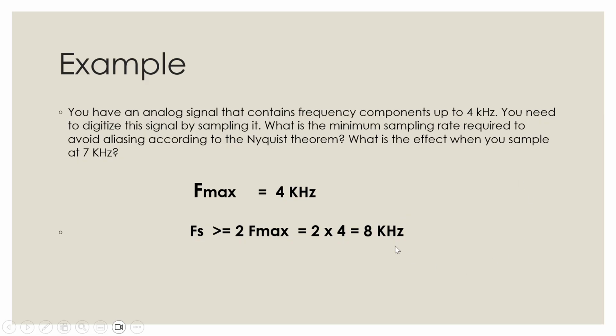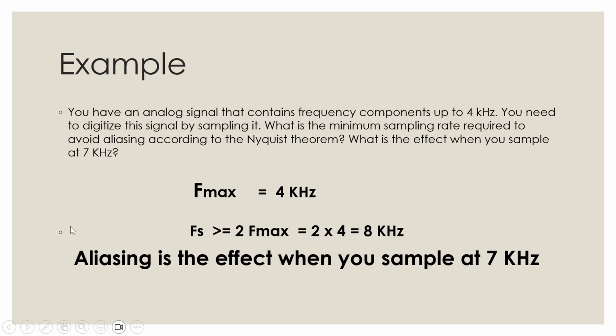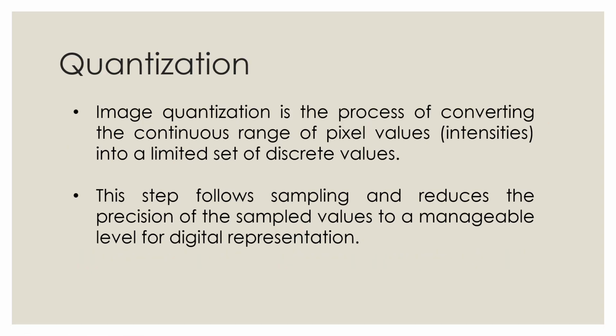Whenever we have the sampling rate at 7 kHz, it doesn't follow the Nyquist rate, which is 8 kHz. The sampling frequency should be 8 kHz. And the question asked is, what is the effect when you sample at 7 kHz? The result will be aliasing. So we have the effect known as aliasing when we sample at 7 kHz.